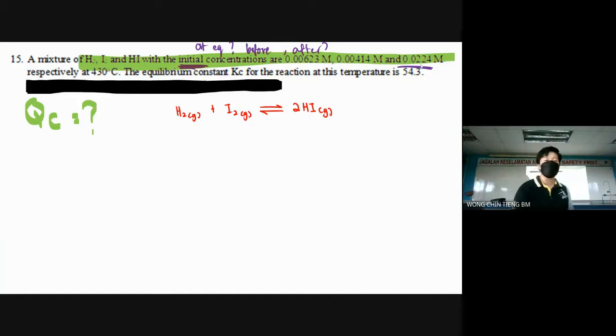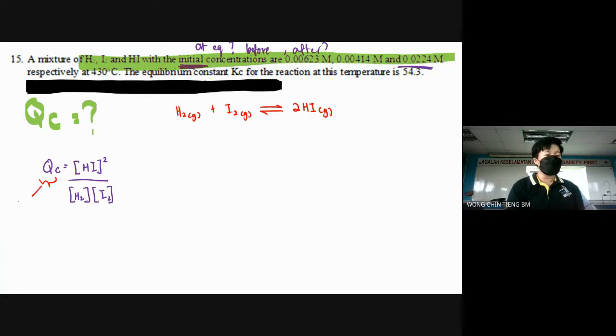So macam mana nak buat, kita akan kira Q. So Q over here, the formula will be the same. First and foremost, the formula of the Q and the formula of the K will be exactly the same. But what makes your Q and your K different? Anyone? The value. Betul? The value that you put in over here must be not at equilibrium. Your friend over here using the word initial. Dia tak semestinya initial. Dia boleh jadi bila-bila masa. Dan yang penting, saya tak tahu masa tu equilibrium ke tak.